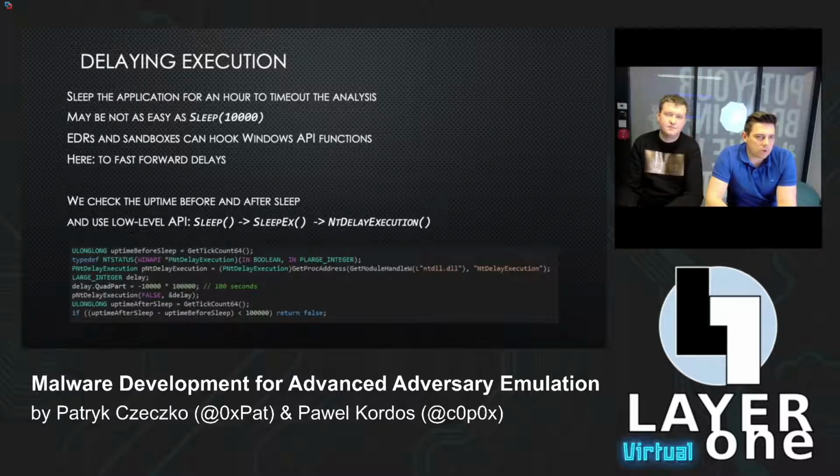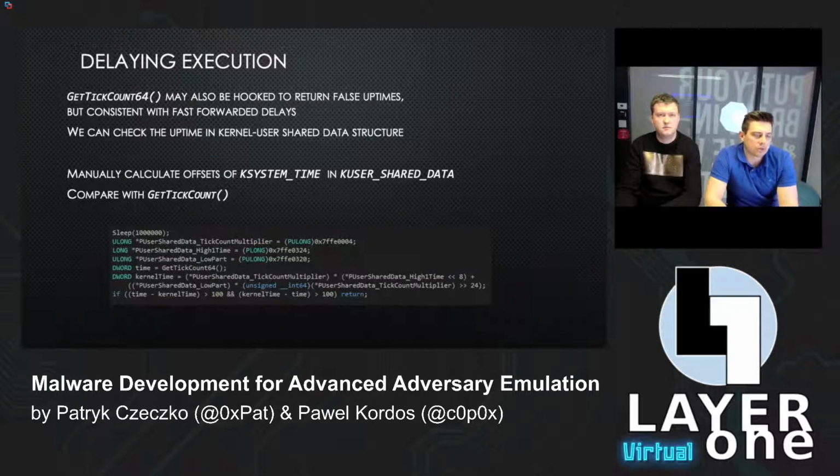So what we could do, first of all, is use the lowest-level API, which is NtDelayExecution, because the Sleep function eventually calls NtDelayExecution from ntdll. We could sleep, for example, for 100 seconds and then measure the time elapsed, before and after, and see if actually 100 seconds or so have passed. If not, that probably means that the environment is monitored, hooked by some sandbox, for example, and the sleep was fast forwarded.